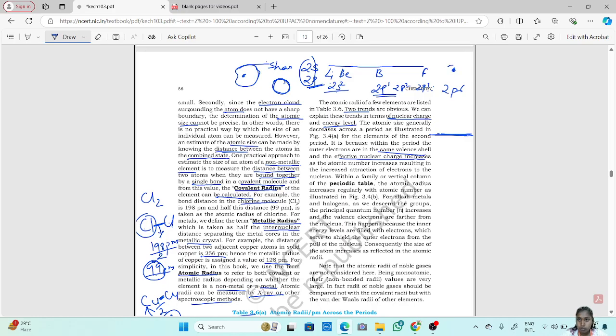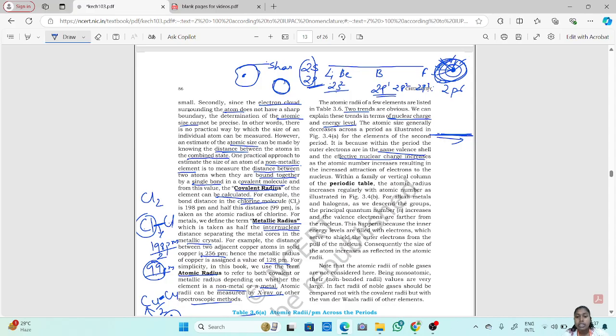An atom has a nucleus, and surrounding it are the electrons. So this is a 2p orbital, if you consider. You are adding more and more electrons to this 2p orbital, so the nucleus will attract all those electrons towards itself. This increases the attraction of electrons towards the nucleus, so it will shrink. So the atomic radius decreases as we go from left to right of the period.